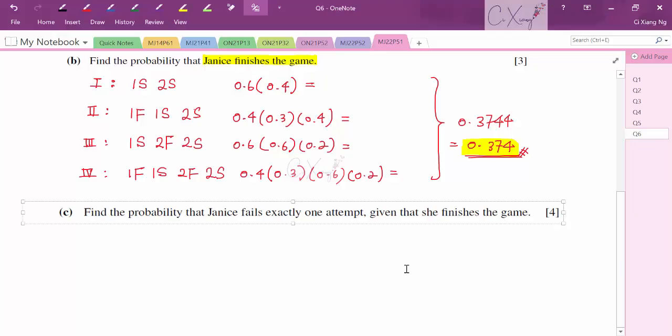Okay, so for part C, they want us to calculate the probability that Janice fails exactly one attempt, given that she finished the game. Okay, so highlight the words given that. This tells us that it is a conditional probability. So for conditional probability, you have a slash, and then given that something happened first, we already know that she finished the game. So finish the game, we write it here. And then on the left hand side of the symbol, you need to put in fails exactly one.